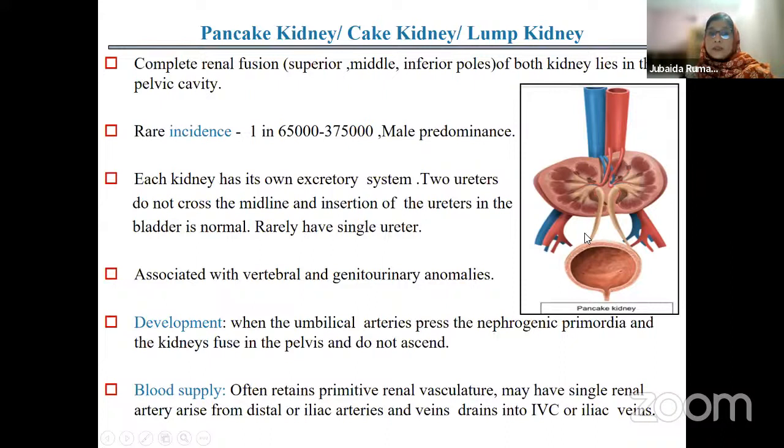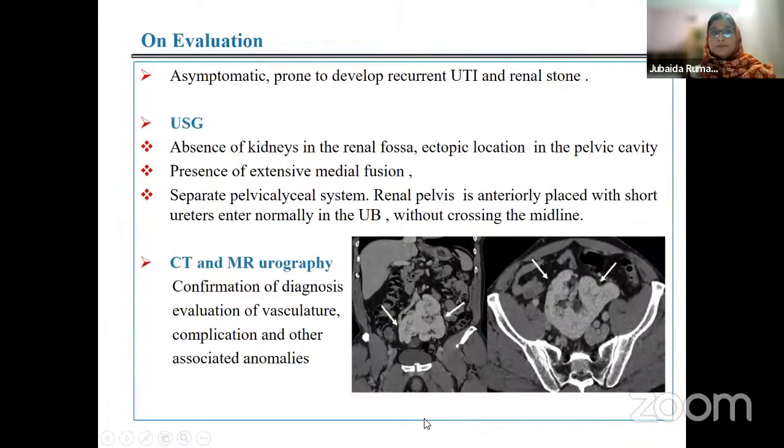They are also associated with vertebral and genitourinary anomalies. Developmentally, when the umbilical arteries press the nephrogenic primordia and the kidneys, these fuse in the pelvis and do not ascend. And this pancake kidney has some primitive renal vasculature from a single artery arising from the distal aorta or iliac arteries, and it drains into the inferior vena cava or iliac veins.